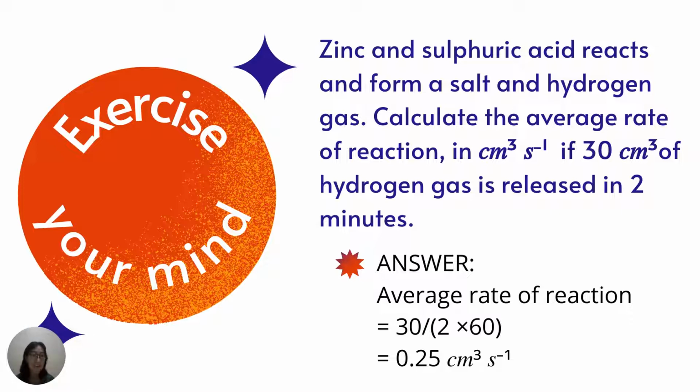This is the answer. For you to get the average rate of reaction, you have to take the total volume of gas released, which is 30 cubic centimeter, per the time taken. Here, 2 minutes, you can change to seconds by multiplying by 60. There are 60 seconds in a minute. So you're going to get the answer 0.25 cubic centimeter per second.